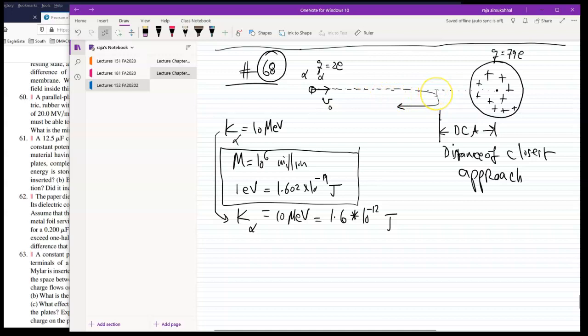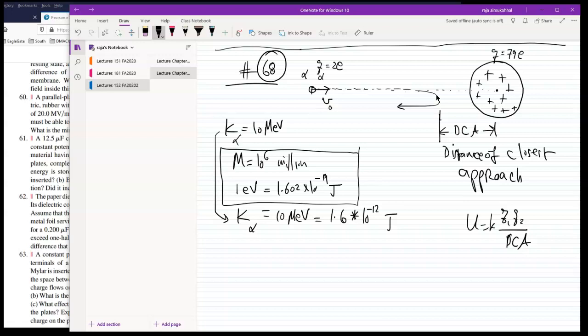When it stops right there, which is at the DCA, the distance of closest approach, all that kinetic energy has been converted into potential energy. Remember potential energy, U, let me just remind you, is equal to K Q1 Q2 over R. R is the distance between the two particles, basically our DCA. Make sense? You can pause the video and think about it.